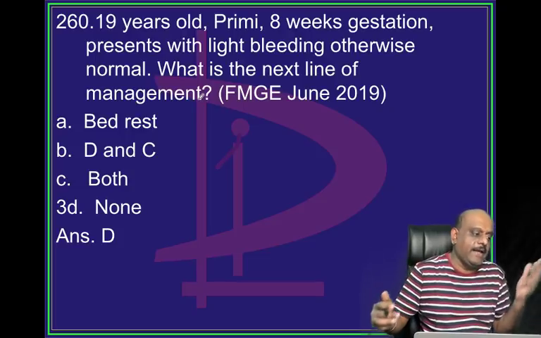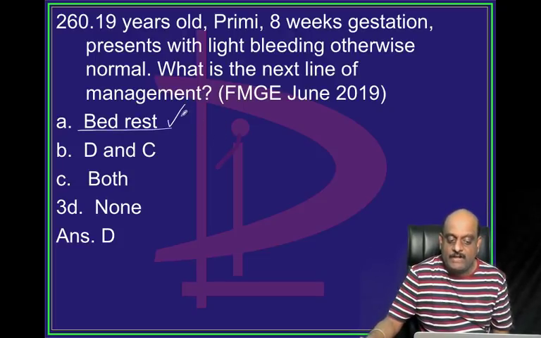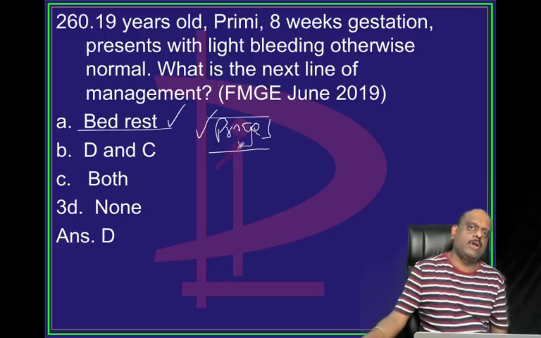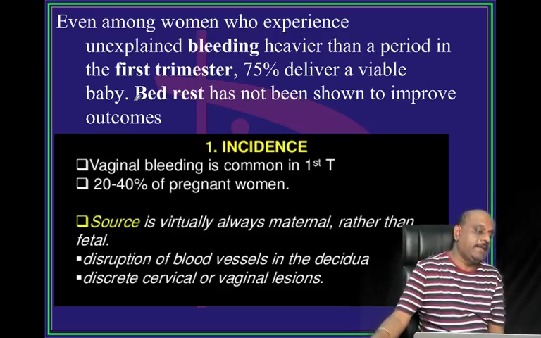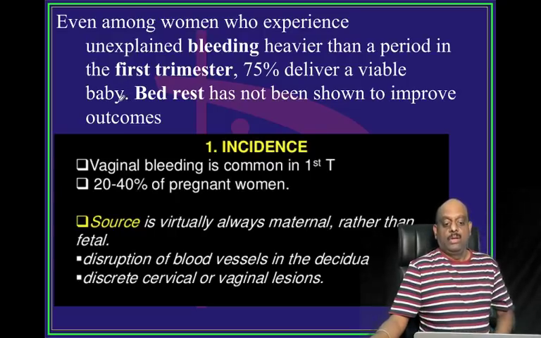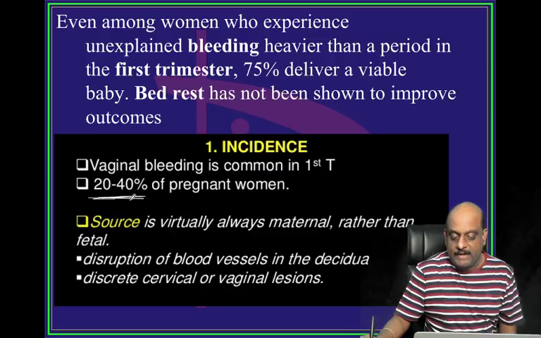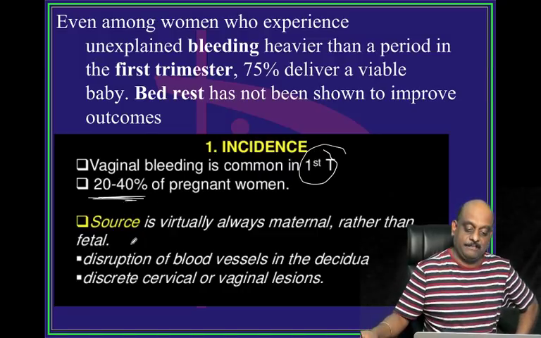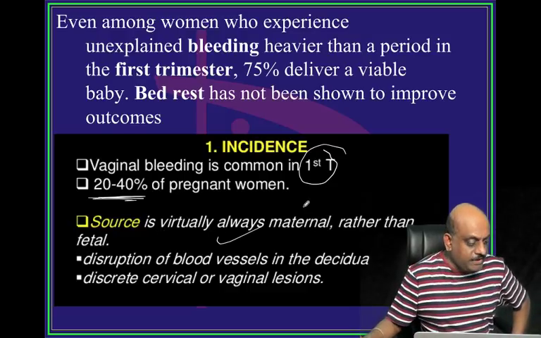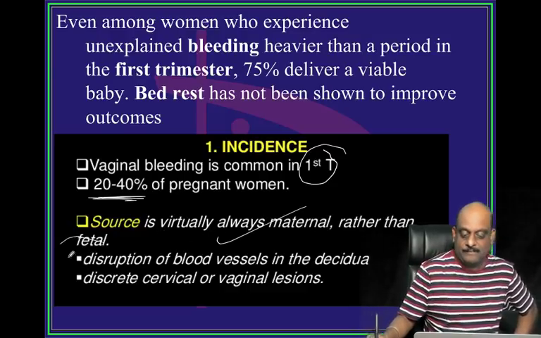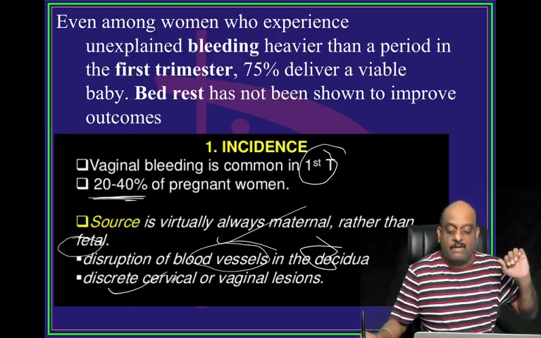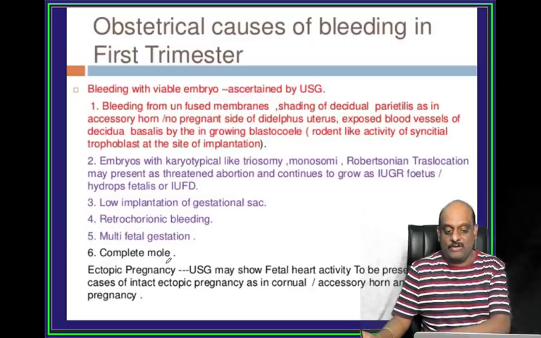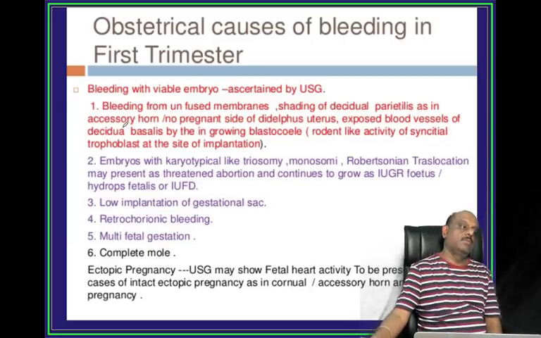So, you don't need to do anything. Earlier days, if there is any bleeding in the first trimester, they used to advise strict bed rest, no mobilization, plus progesterone they used to administer. But later on, protocol said it is all useless to do that. So, there is nothing that needs to be done if there is any bleeding in the first trimester. In 20 to 40% of pregnant women, vaginal bleeding is common in the first trimester. Obviously, the source is maternal rather than fetal. It is the disruption of the blood vessels in the decidua or any discrete lesion of the cervix or vagina that can lead to that bleeding, implantation bleeding also. So, first trimester.